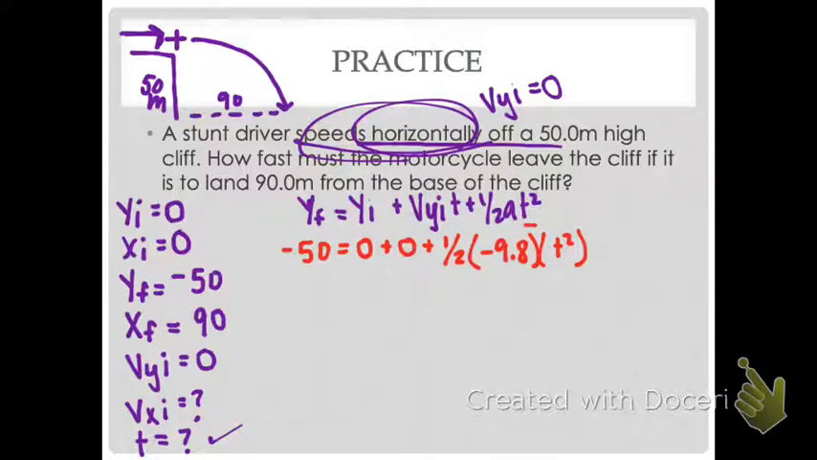Okay, so let's do the algebra that goes with that. All right, these drop, negative 50, so it's negative 4.9 t squared. And then I'm going to go ahead and solve that out for t.